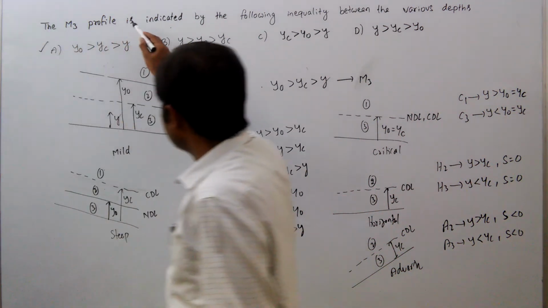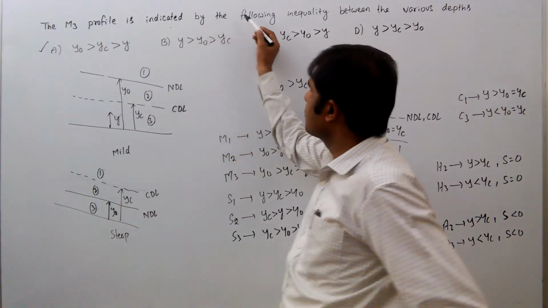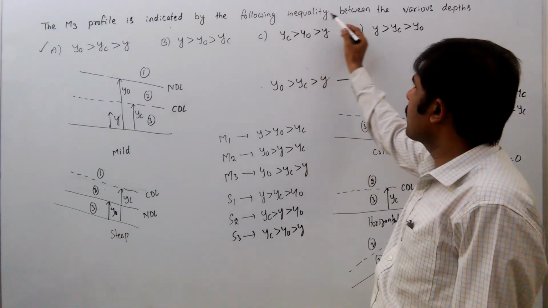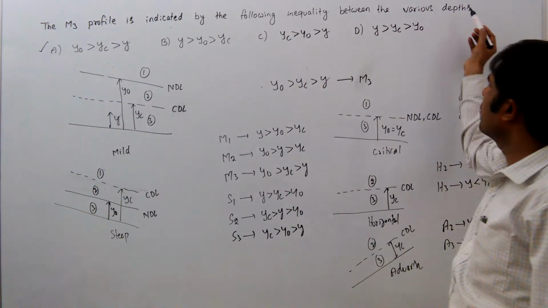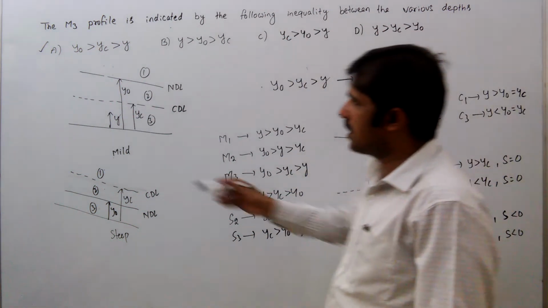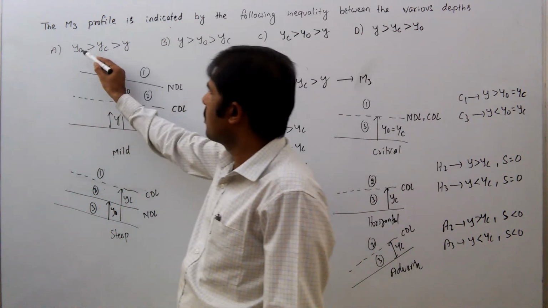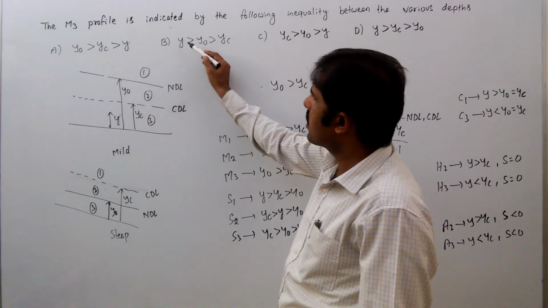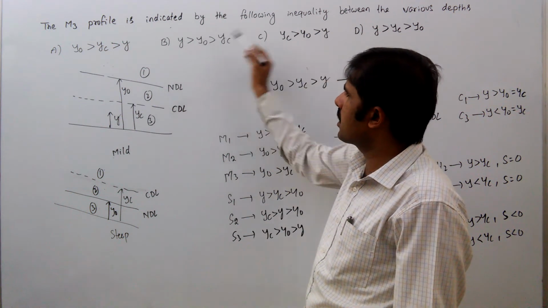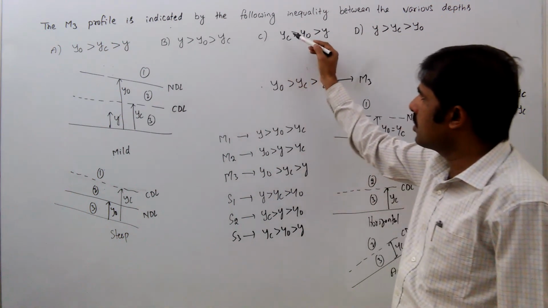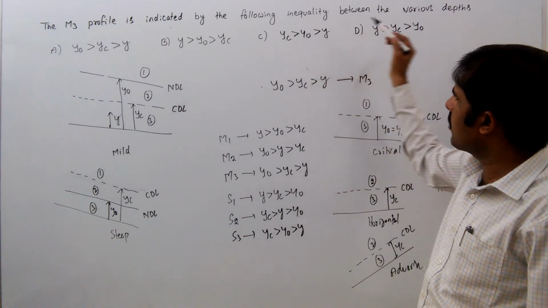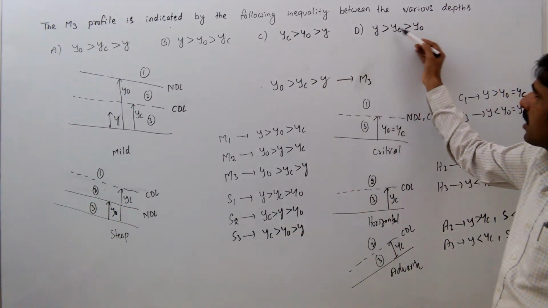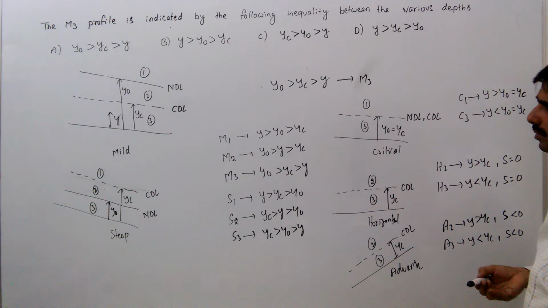The M3 profile is indicated by the following inequality between the various depths. Option A, Y0 is greater than YC, greater than Y. Option B, Y is greater than Y0, greater than YC. Option C, YC greater than Y0, greater than Y. Option D, Y greater than Y0, YC greater than Y0.